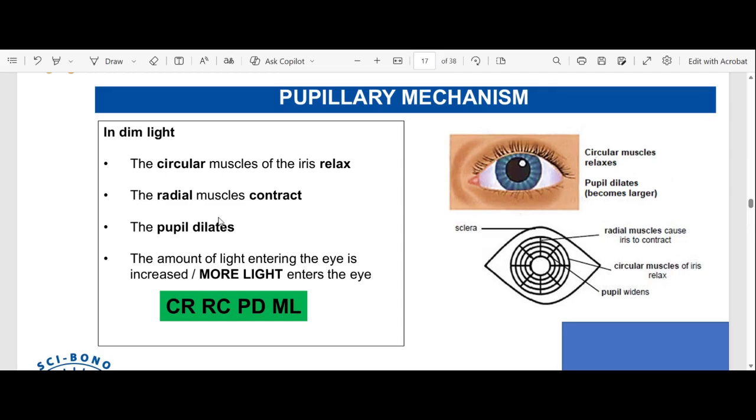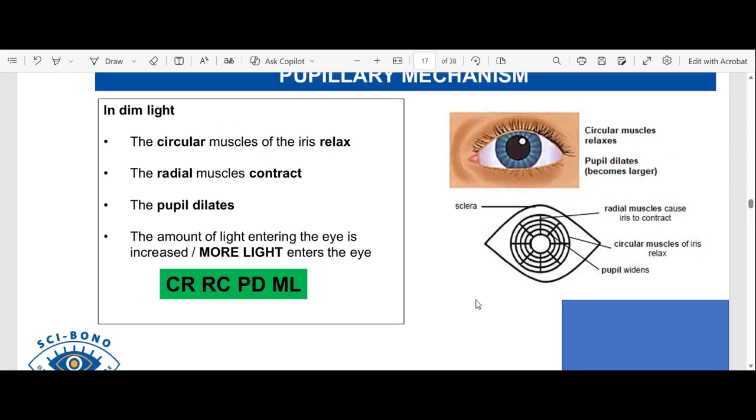Then what happens to your radial muscles? Your radial muscles contract, right? When they contract, they cause your pupil to dilate. Dilating means that it becomes wider, so it becomes bigger, right? Does that make sense? As you can see, the size of the pupil becomes bigger, and when it becomes bigger, it allows more light to enter your eye. And more light enters your eye when you're exposed to dim light.